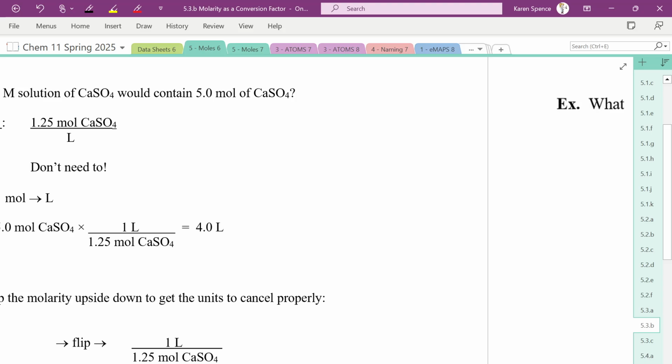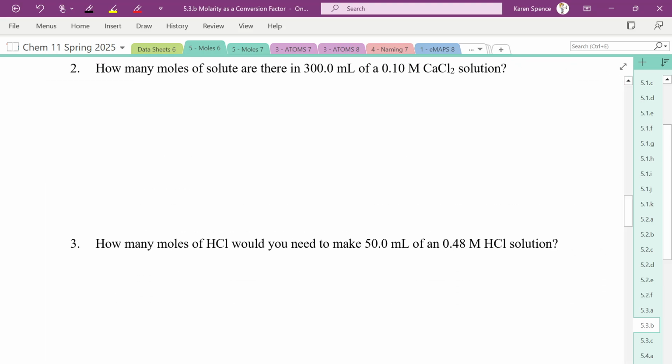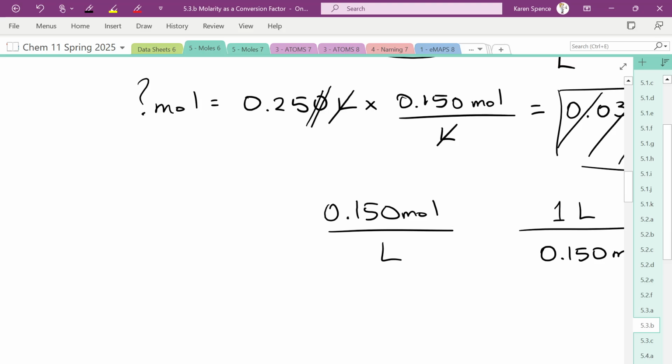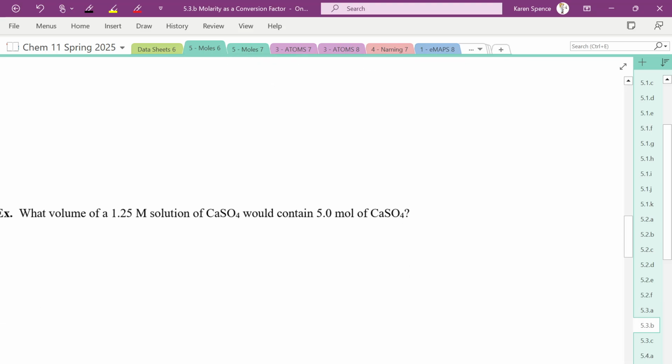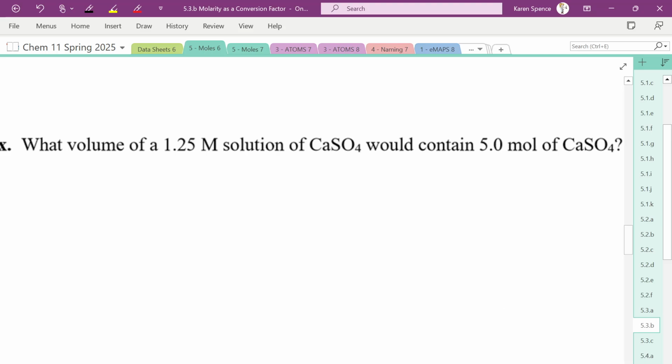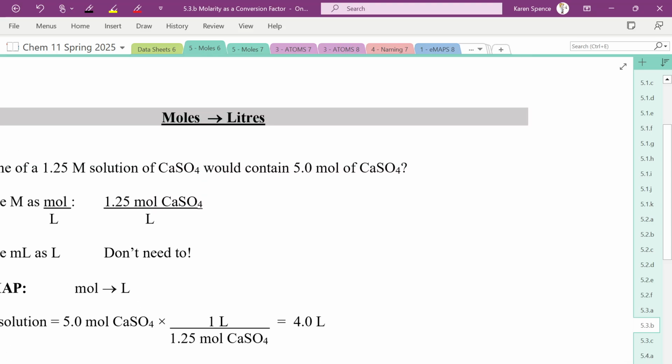This one is on page 59. What volume? So we're like, I don't know what volume. What would we want volume to be in? What unit? Liters, okay? I might say what volume in milliliters, but if I don't say that, you can choose what unit you would like. Okay, this question is on page 60. Page 60, middle of the page.